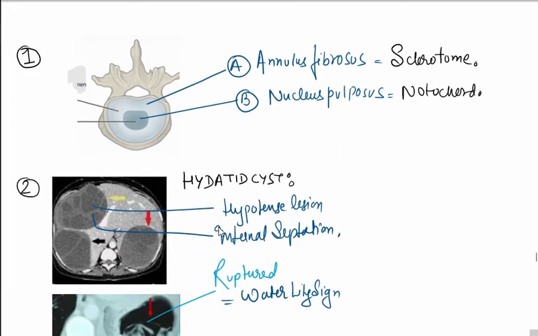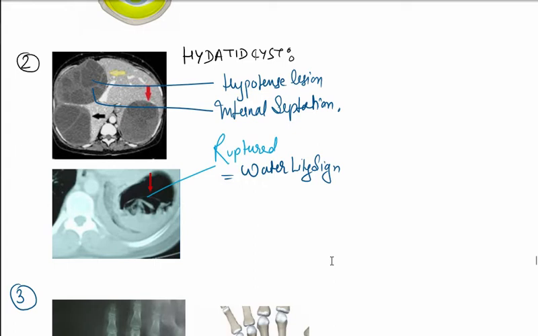Okay, so we have this vertebra, and there is a pointer to the periphery and the nucleus. So what is this periphery? This is the annulus fibrosus, and it is derived from sclerotome. What is B? Centrally, it is the nucleus pulposus. It is derived from notochord.